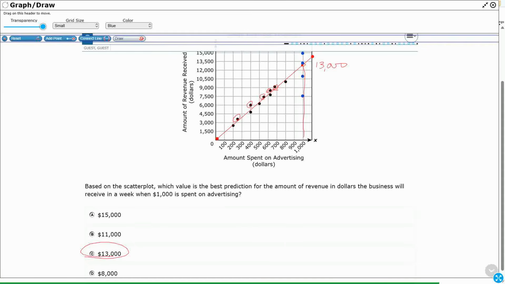And so while it might seem like a difficult strategy, that is going to help us if we actually try to draw that line using that connect line feature that we have on Cambium.